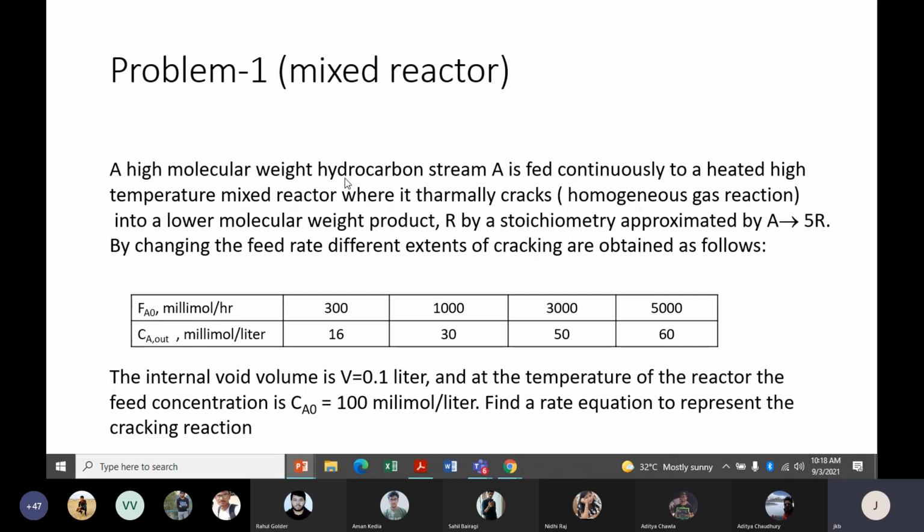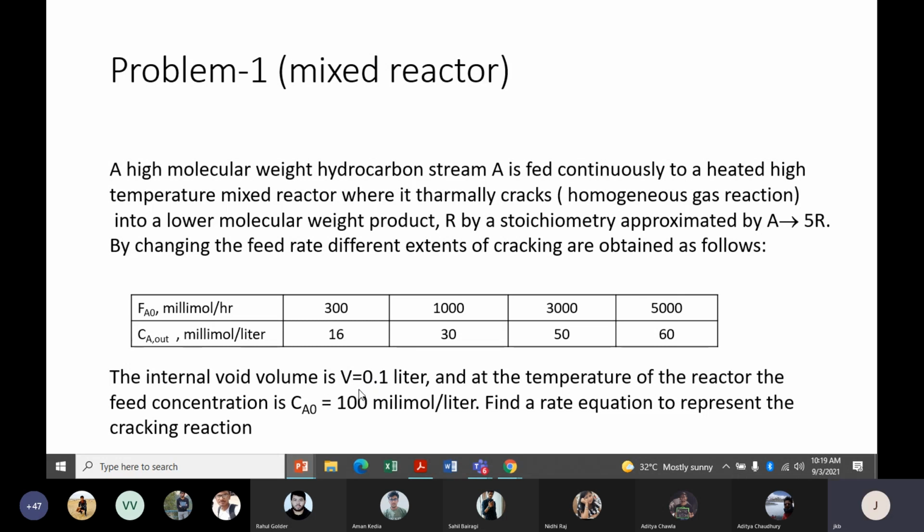A high molecular weight hydrocarbon A is fed continuously to a heated high temperature mixed reactor where it thermally cracks, but homogeneous gas phase reaction. There is no catalyst, homogeneous gas reaction into lower molecular weight product R by stoichiometry A to 5R. So it is gas phase reaction, there is volume change with reaction. If we consider there is no volume change, epsilon is 0, but if we consider there is a volume change, then for A to 5R, epsilon A will be (5 minus 1) by 1, that is 4.